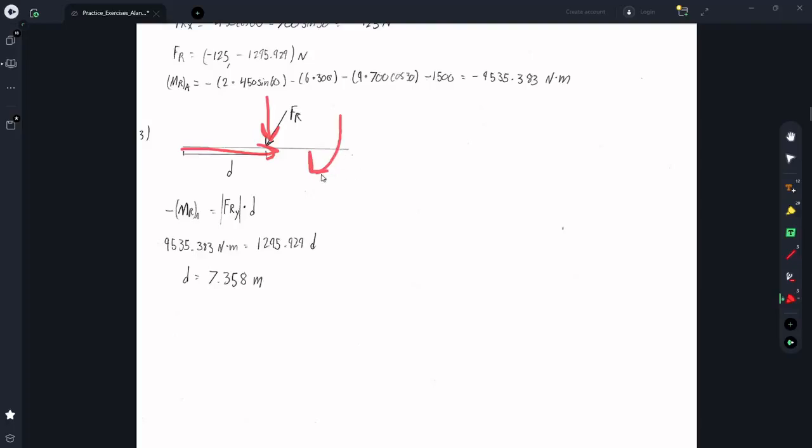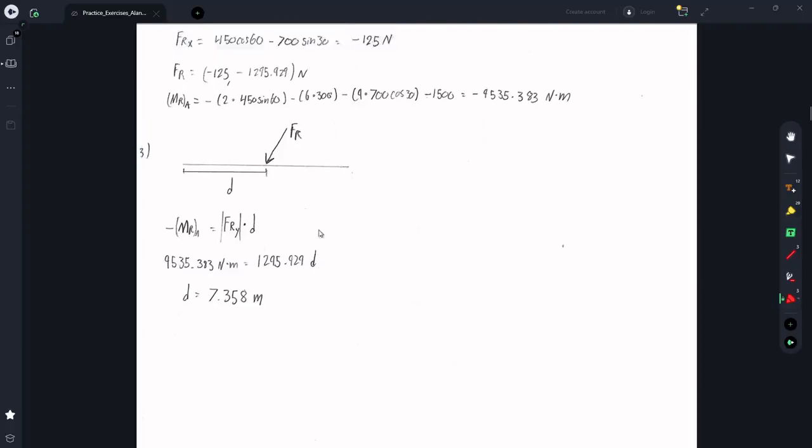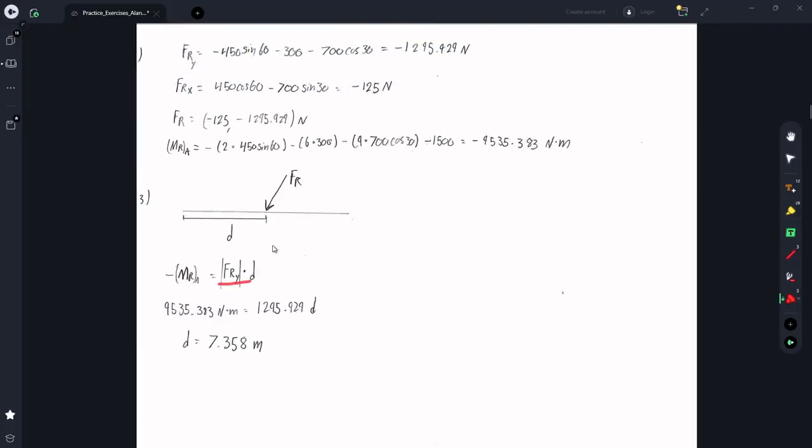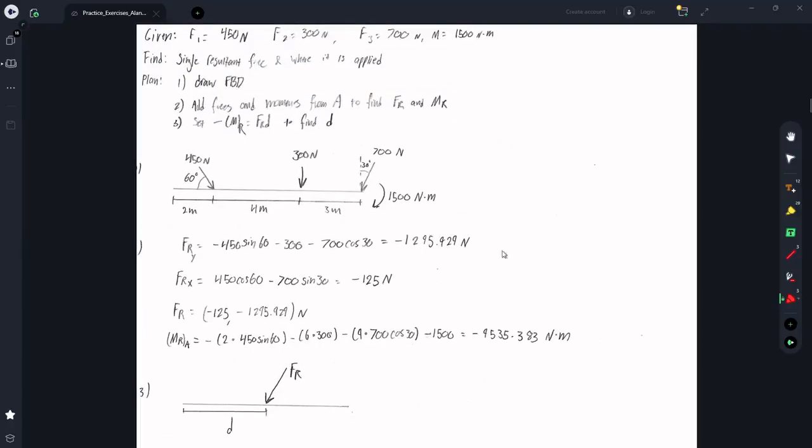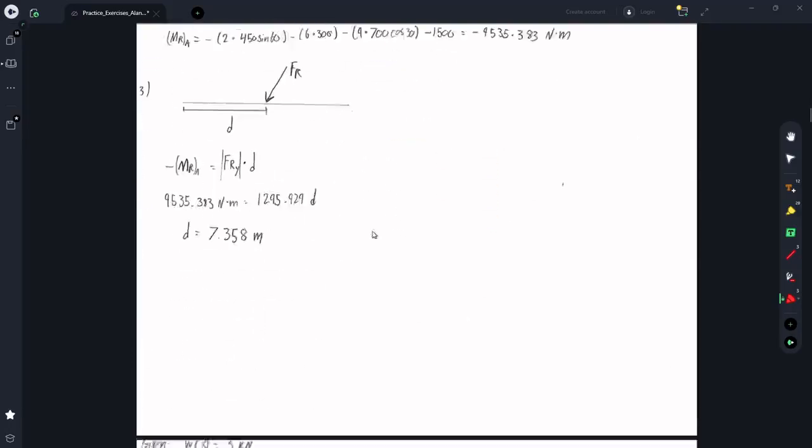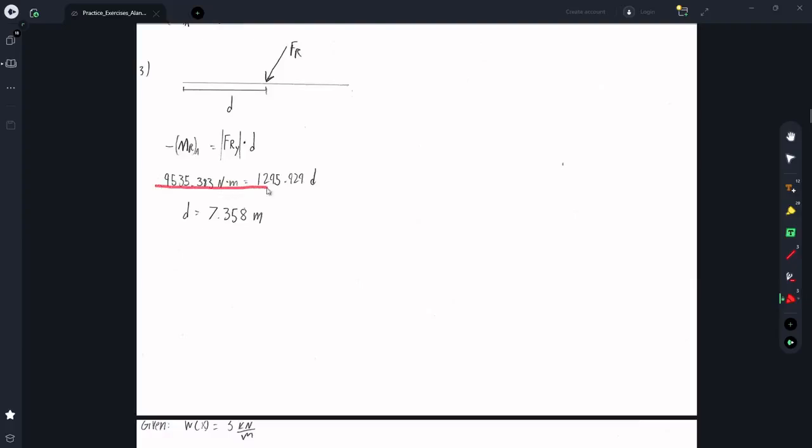And because this causes a clockwise moment, we just have to set MR to negative on this side of the equation. So we already have the y component of FR since we solved for it, and it was around negative 1300. So I just plugged everything in here, solved for d, and I got around 7.4 meters.